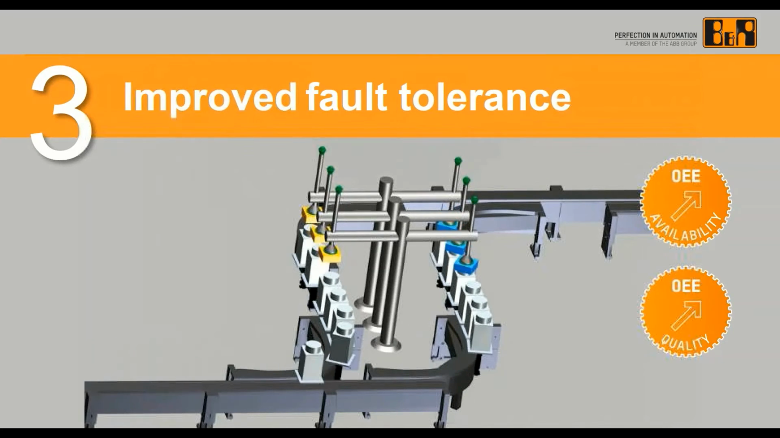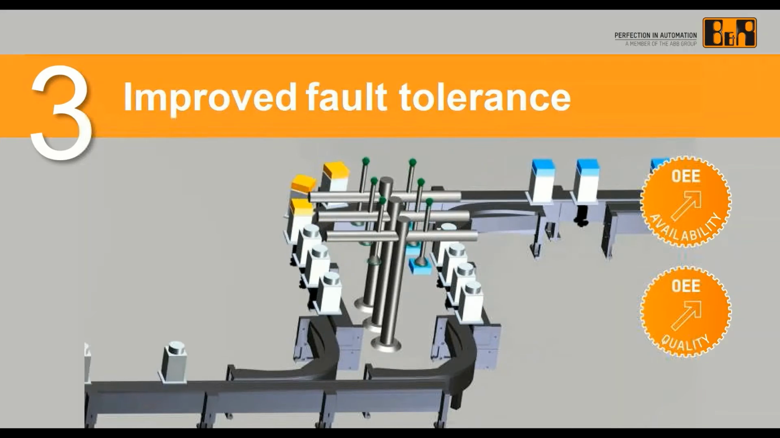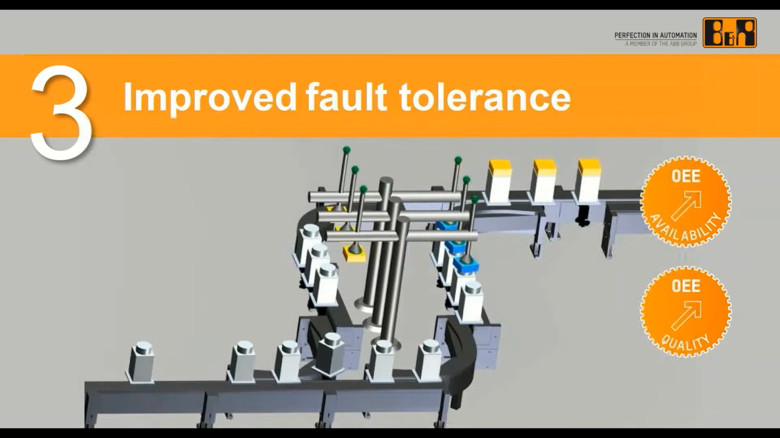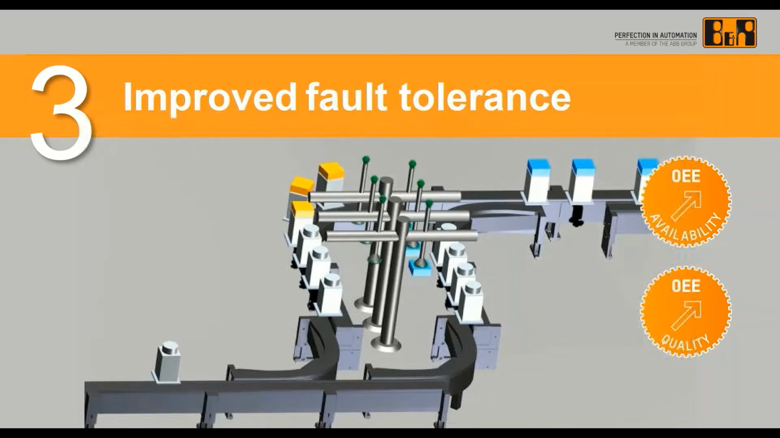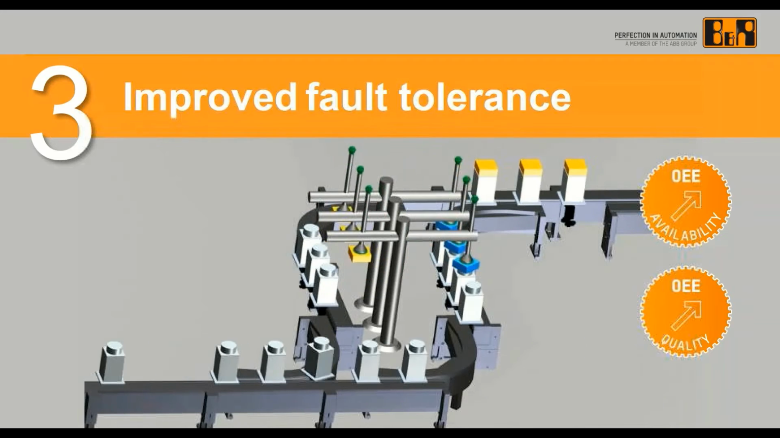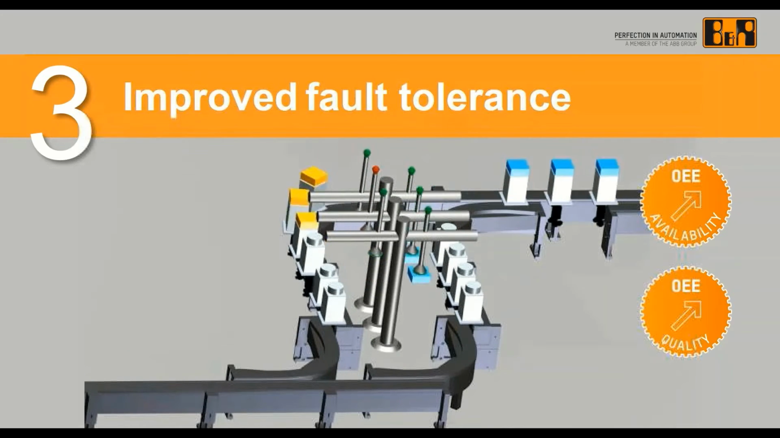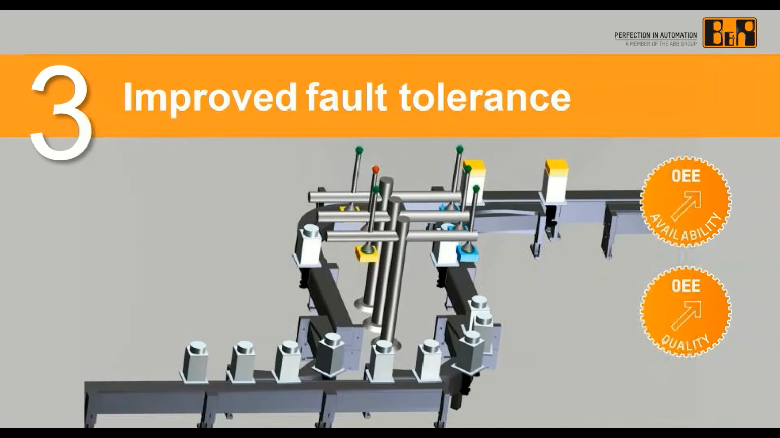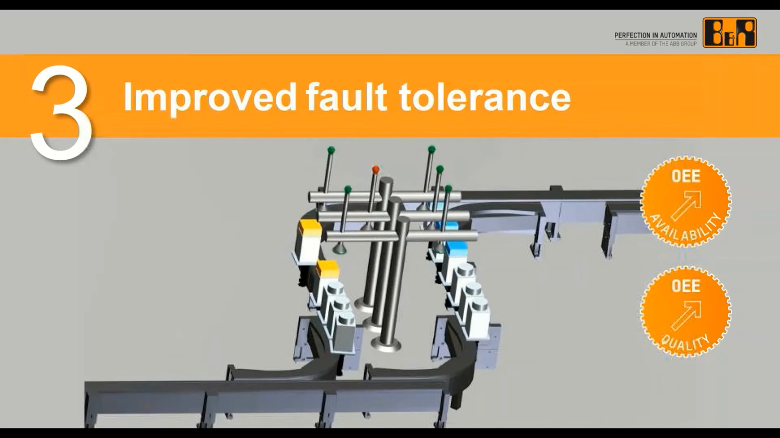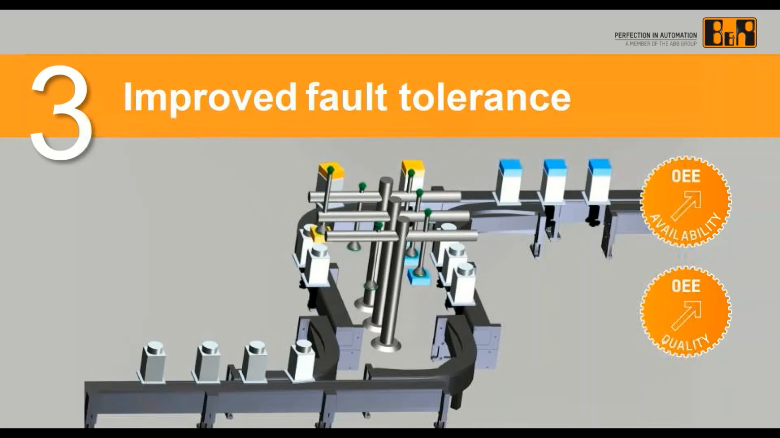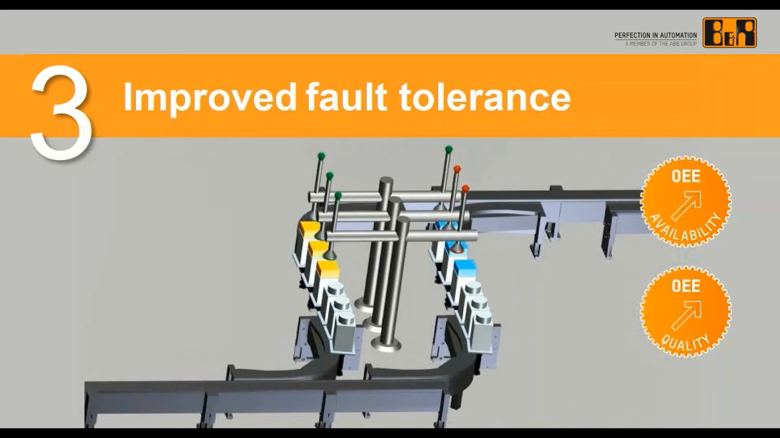Improved fault tolerance. So here we're going to see an example of a capping application where we're processing two different types of caps in parallel. And what we're going to see is that one of our capping stations is going to go down. For whatever reason, we had a capping station go down. We can hold off on that one position in the capping process, but continue to process the rest of the product.